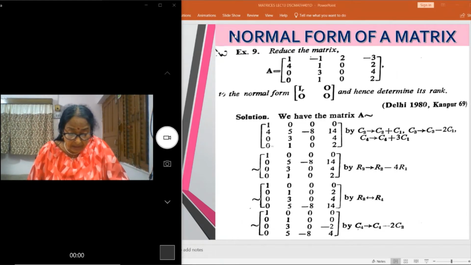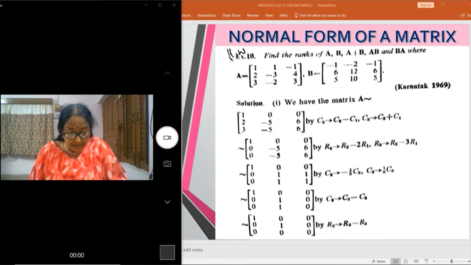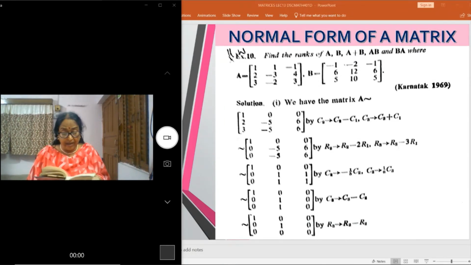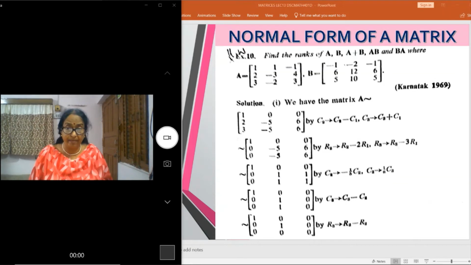Now the 10th exercise. Here we have to find the ranks of A, B, A plus B, AB and BA, where A and B are given.